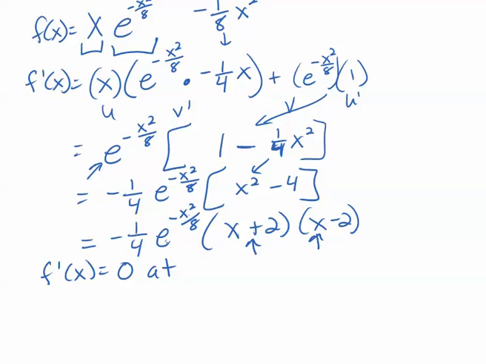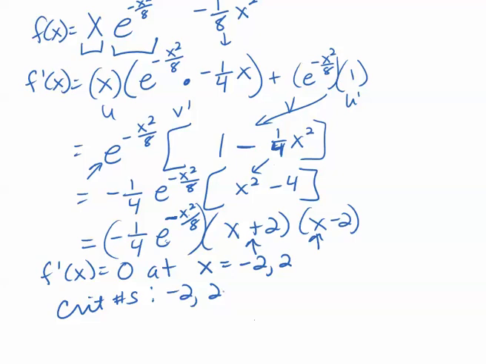Is e to a power ever equal to 0? Is this first factor ever equal to 0? Well, e is 2.718, so think about taking 2 and raising it to a power. Will it ever be equal to 0? That is definitely not. So we get negative 2 and positive 2. Is this ever undefined? There is no value of x that would cause any trouble here. So these are our only two critical numbers of negative 2 and positive 2.